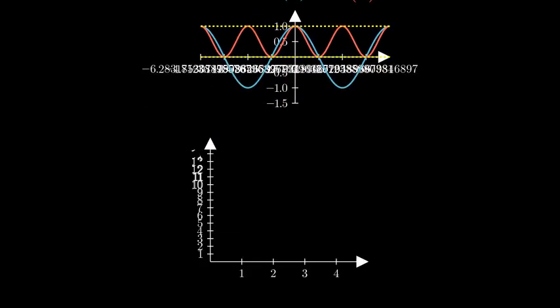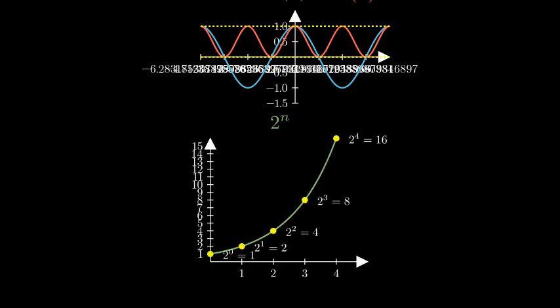2 to the n grows exponentially as n increases. We can see this by plotting some values. 2 to the first is 2, 2 squared is 4, 2 cubed is 8, and so on. Now, let's put these observations together.